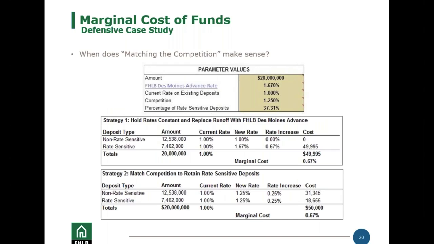Now here's the same story, but by using our marginal cost of funds tool. Again, you can see that at a 37.3% rate sensitivity bogey, the marginal cost of strategy 1, which is to stand pat and hold rates constant, and the marginal cost of strategy 2, which is to match the competition and pay up to 125, are one and the same. What's great about our marginal cost of funds tool is that you can change the assumptions as you see fit to assess the what-if scenarios that you brainstorm. This tool is a great way to quickly quantify your pricing decisions.